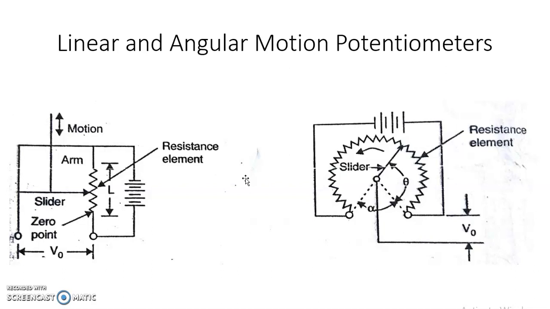In this case, there are two types of potentiometer: wire-wound potentiometer and non-wire-wound potentiometer. The materials used for wire-wound potentiometers are platinum, nickel, chromium, copper, and so on. And in case of non-wire-wound potentiometers, the materials used are cermet, hot molded carbon, carbon film, and thin metal film. So this is about linear and angular motion potentiometers.